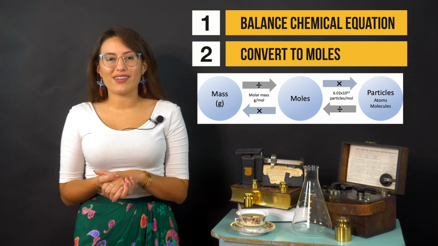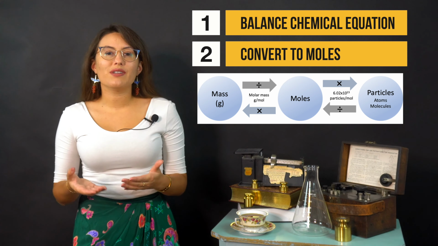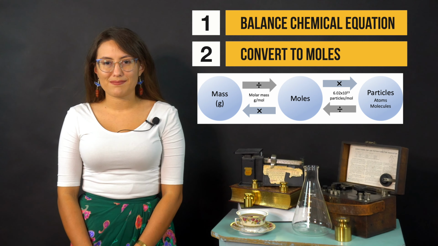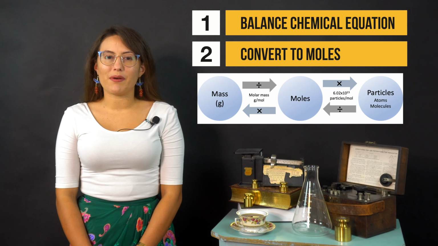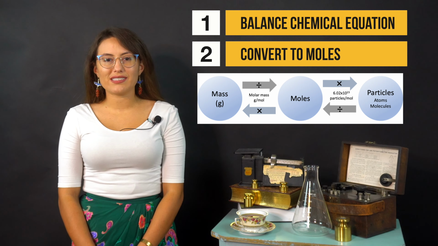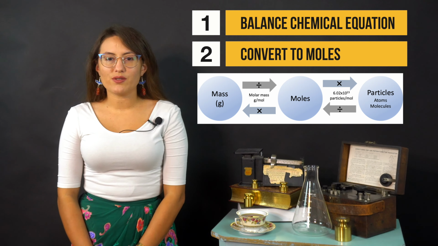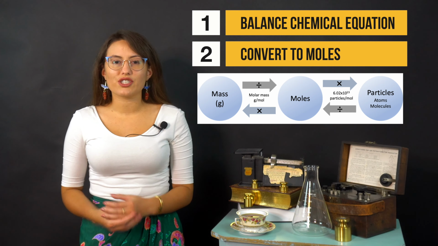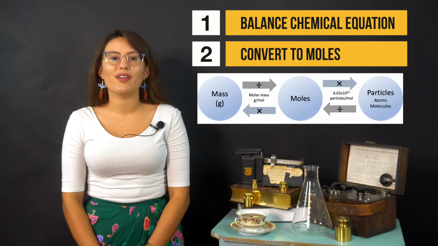This means that if we are given an initial quantity as mass, we would need to divide by the molar mass of that substance to find the moles of that substance. If we are given the number of atoms or molecules as an initial quantity, we would divide by Avogadro's number to find the moles. Conversely, we would perform the opposite calculations to convert from moles to mass or number of atoms or molecules.